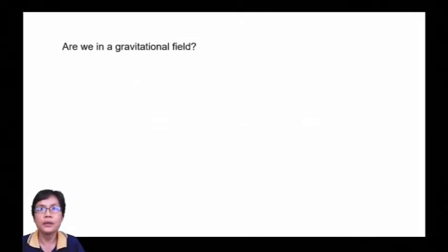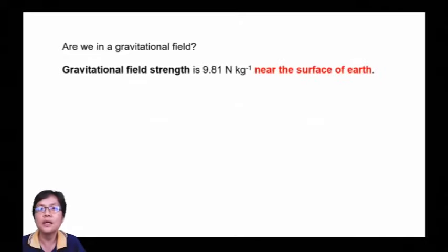I have a question. Are we in the gravitational field? Yes, we are, my dears. We are all in the gravitational field produced by Earth. We are experiencing a gravitational field strength of 9.81 Newton per kilogram near the surface of Earth. What does that mean?